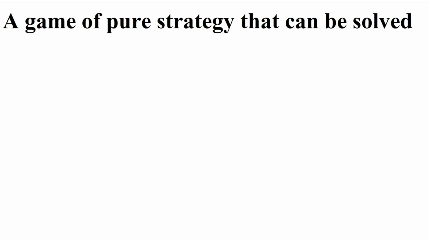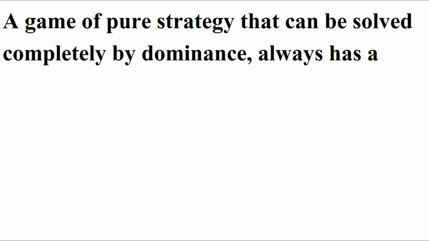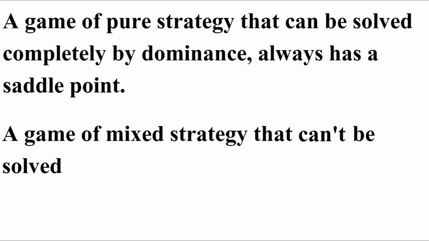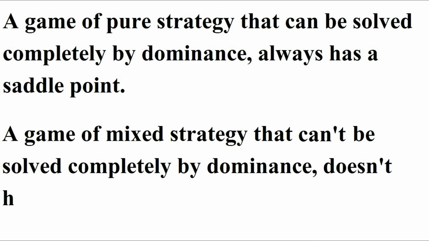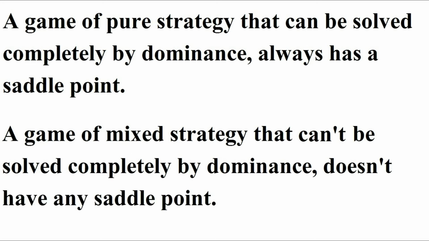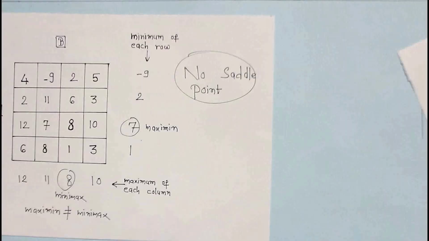So finally, we can conclude the following. A game of pure strategy that can be solved completely by dominance always has a saddle point. And a game of mixed strategy that cannot be solved completely by dominance doesn't have any saddle point. We had a look at the same condition in the third question of the second chapter. We were unable to find the game value by using the method of saddle point, and for this game matrix the game value can be obtained by the arithmetic procedure and the players will have mixed strategy.